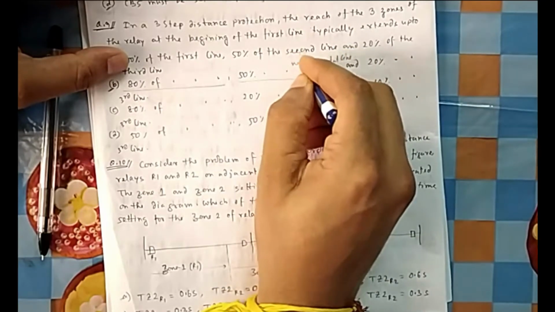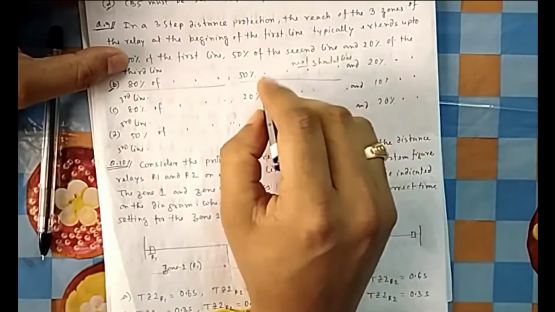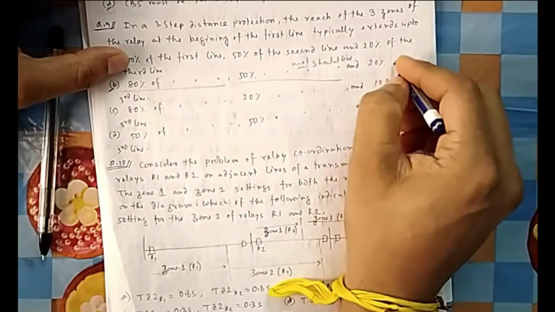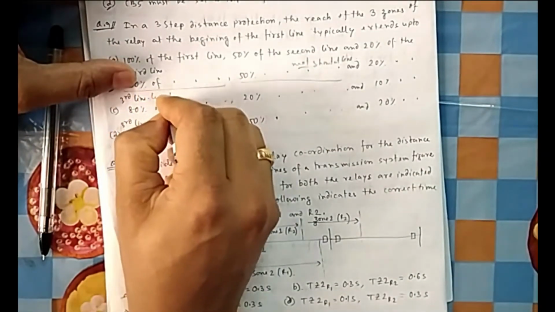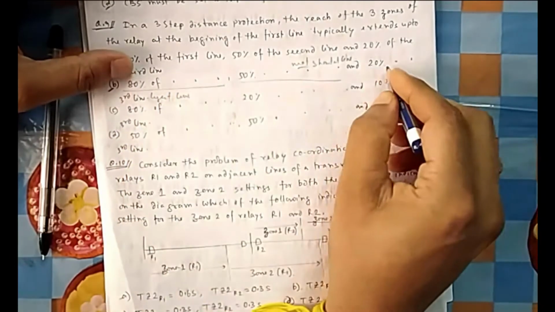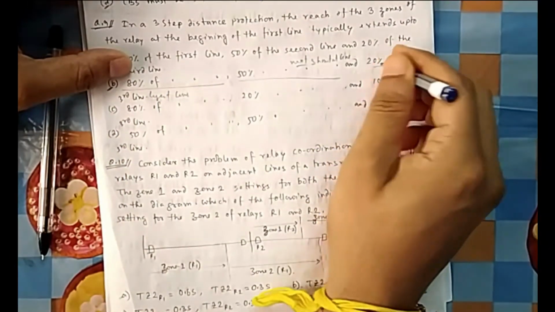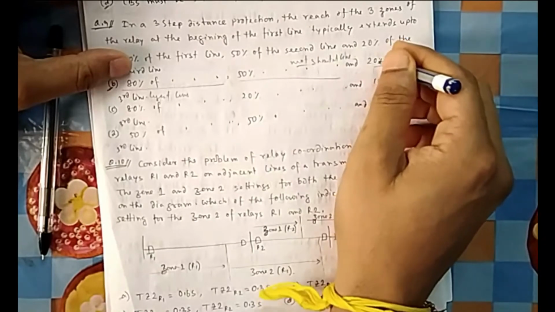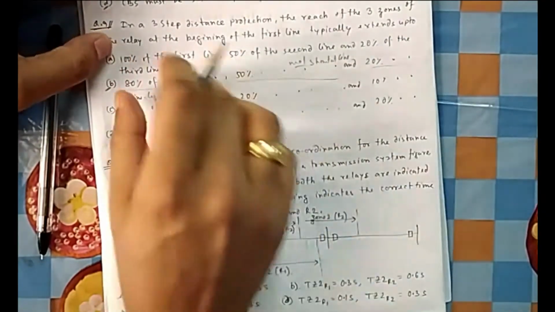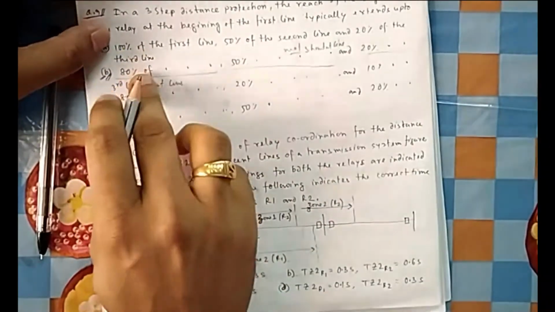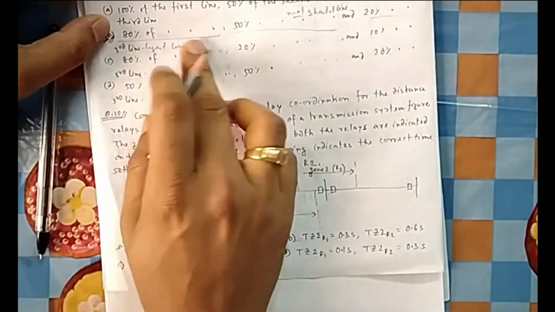It is more specific if you go, you will find in the notes. It is 50% of the next shortest line and 20% of the next third longest line. This was for the longest line. Third line means it is actually 100, then 100, then one can say 220. That is 120% of the third longest line. You can see more specific there in the notes for 3-step protection.